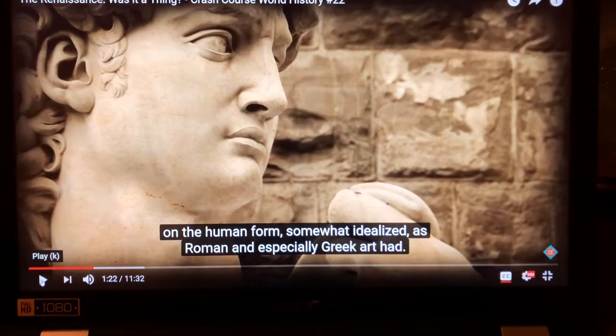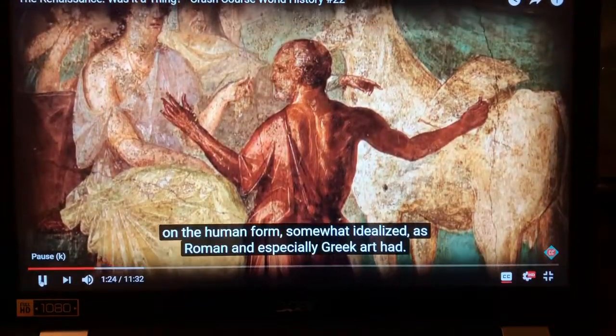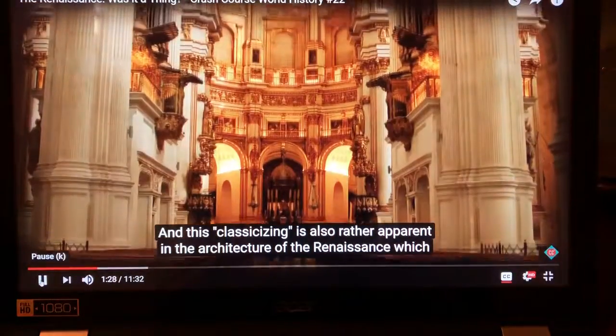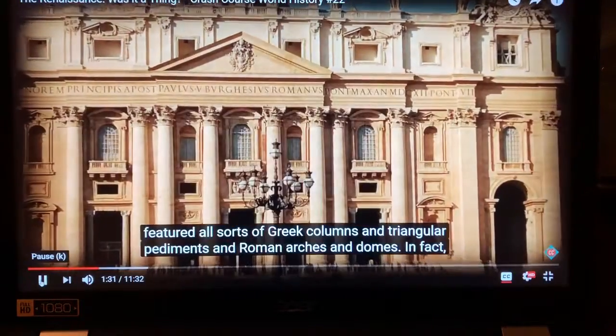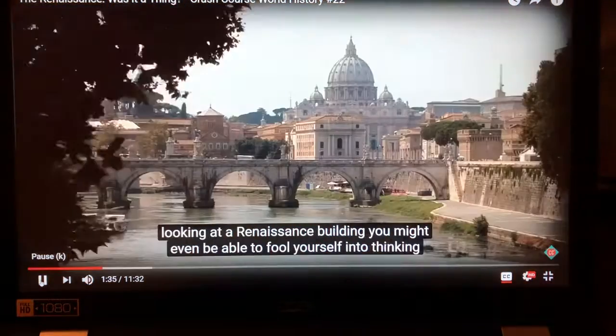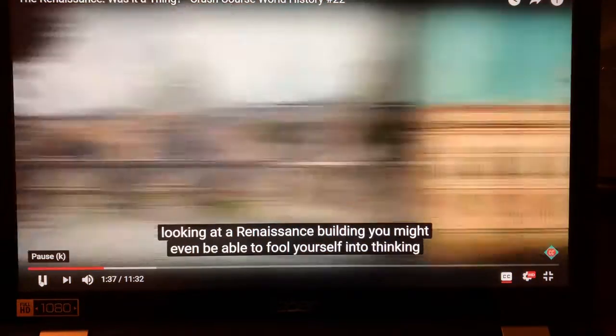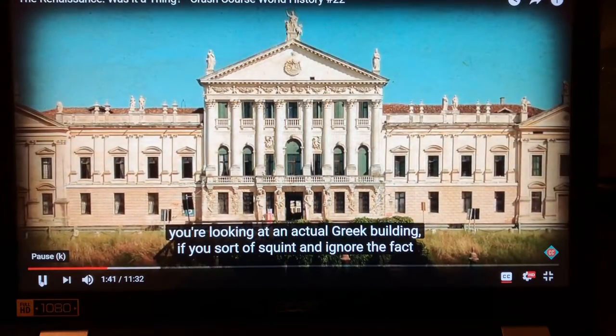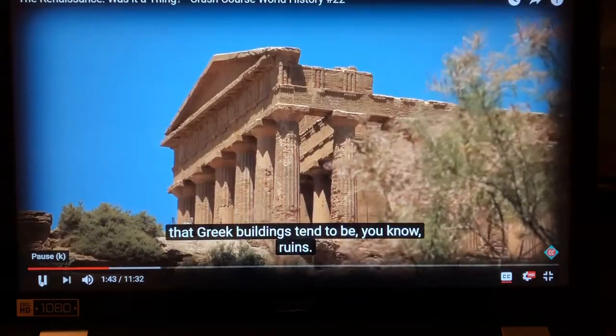Idealized as Roman and especially Greek art had. And this classicizing is also rather apparent in the architecture of the Renaissance, which featured all sorts of Greek columns and triangular pediments and Roman arches and domes. In fact, looking at a Renaissance building, you might even be able to fool yourself into thinking you're looking at an actual Greek building if you sort of squint and ignore the fact that Greek buildings tend to be ruins.